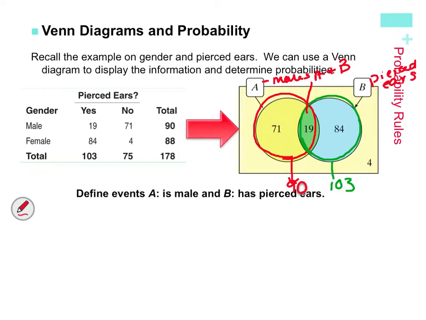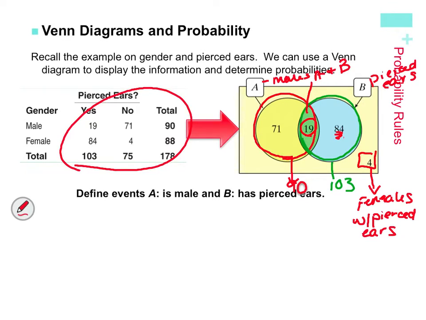And all of your numbers are here now if you think about it. 84 have pierced ears and are not males, so here's your 84 females that do have pierced ears. Here's your 71 males that do not have pierced ears. And this 4, you know they don't have pierced ears and they are not males. So these 4 are the females without pierced ears. There's a whole lot more going on in a two-way table than you would think. You don't need as much in a Venn diagram, although the display says exactly the same thing.